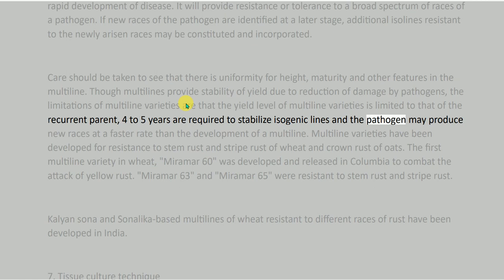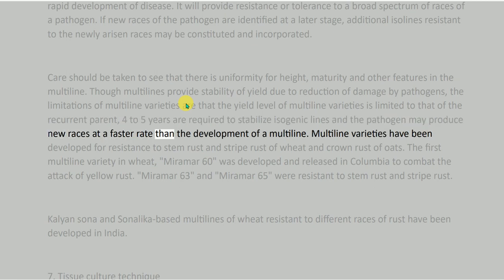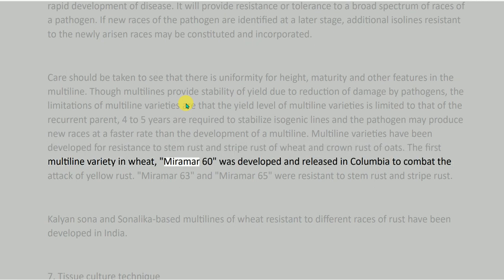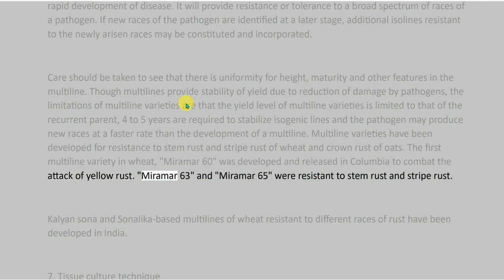Multiline varieties have been developed for resistance to stem rust and stripe rust of wheat and crown rust of oats. The first multiline variety in wheat, Miramar 60, was developed and released in Colombia to combat the attack of yellow rust. Miramar 63 and Miramar 65 were resistant to stem rust and stripe rust. Kalyan Sona and Sonalika-based multilines of wheat resistant to different races of rust have been developed in India.